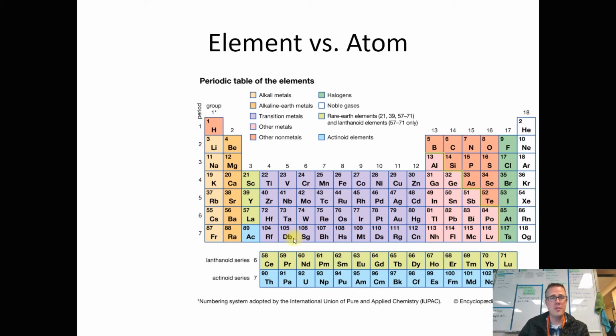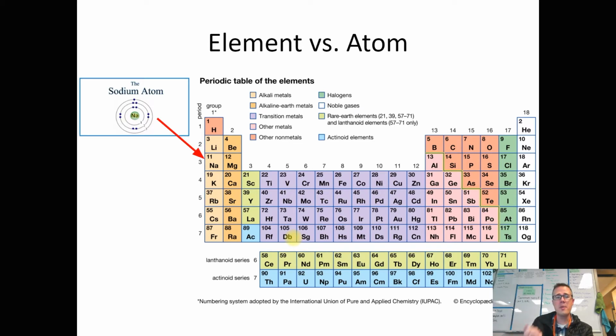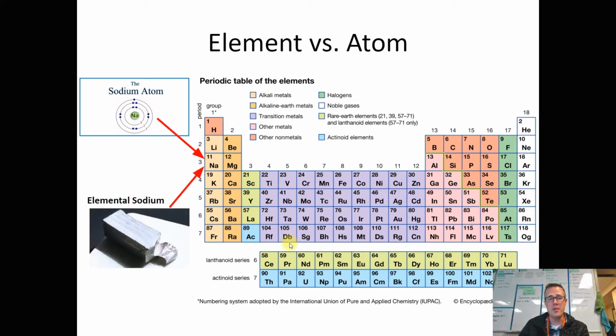Well, let's take sodium, for example. If you had just one sodium, just a singular piece of sodium on its smallest scale, we would call that an atom. If you had a whole bunch of them, though, this is what sodium metal looks like. If you had like a big bar of it, you would have trillions and trillions of sodiums all packed together. We would call that element, as long as they're all made of the same thing, all sodium atoms.